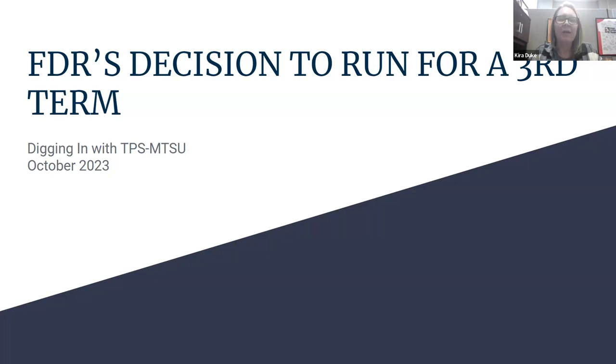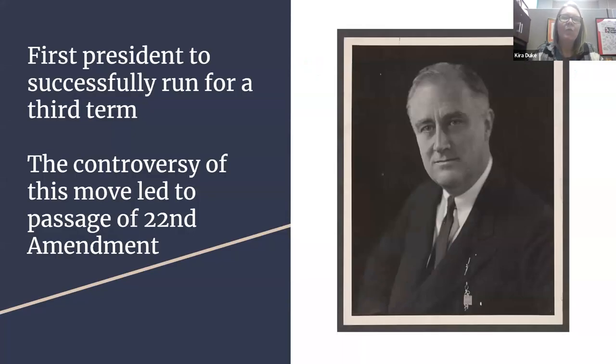So I started doing a little digging to see what I could find on the Library of Congress website, and I found some really cool stuff. So one, of course, he is the first president to successfully run for a third term. Now, the thing about that is he was not the first one to try to do it.